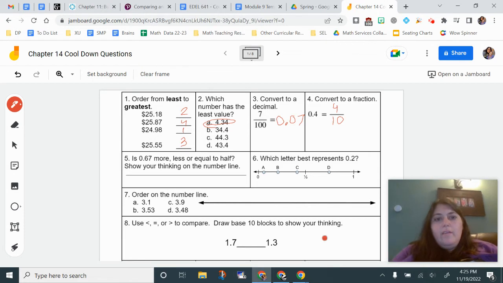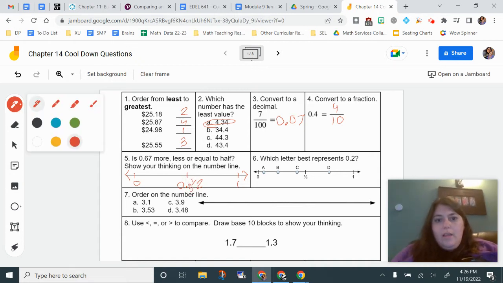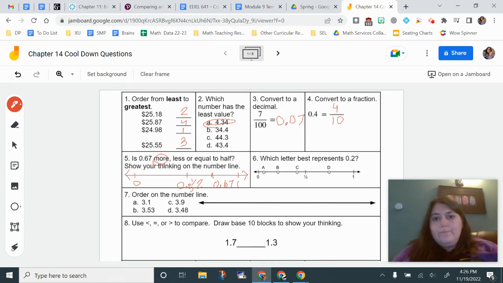Number 5, is 67/100ths more or less or equal to a half? Show your thinking on the number line. So the great thing about decimals on a number line is that you do not need to equally partition it like you did with fractions. So I can just show 1/2, which is the same as 0 and 5/10. And then I'm gonna show 67/100ths right here. There we go. So that would be more than 1/2.